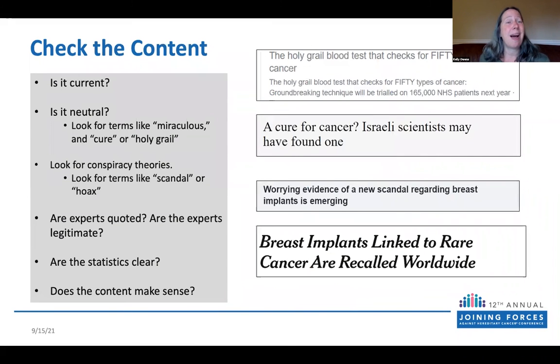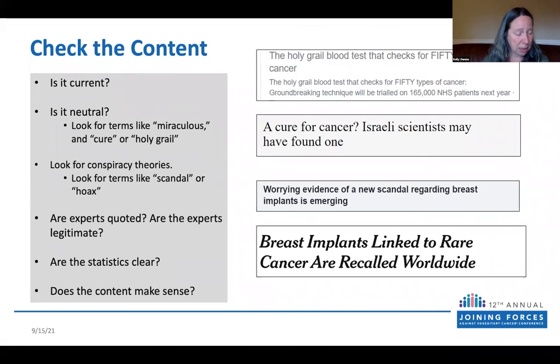So you also want to look at the content. So is the content current? Lots of information persists on websites for years and years. Is that information out of date? Have there been changes in the field since it was published? Is it neutral? Look for terms like miraculous and cure or holy grail, which you can see in this top title, as signs that it's not the most neutral coverage of that topic.